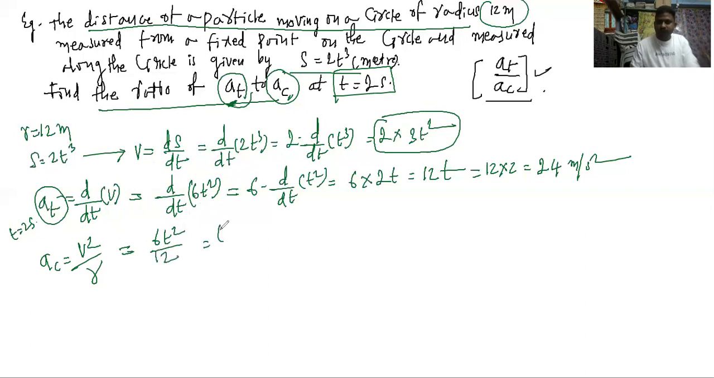So this 6 into t square, t is at 2 seconds. This value also at 2 seconds they are asking us to find. So 2 into 2, it is 4 by 12. No, it is 6, right? V is 6.